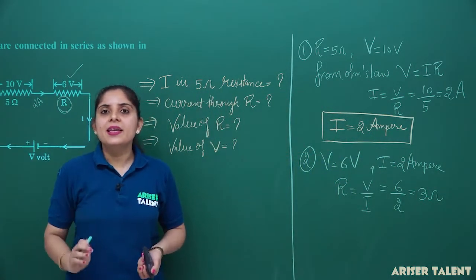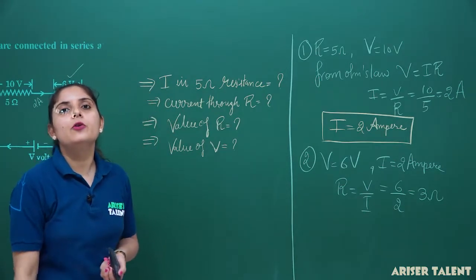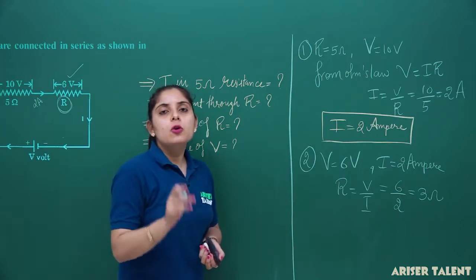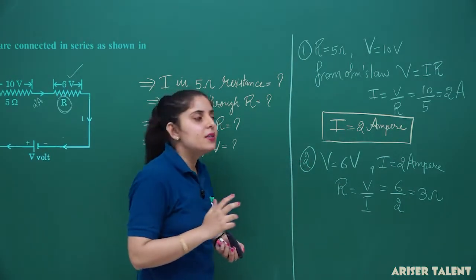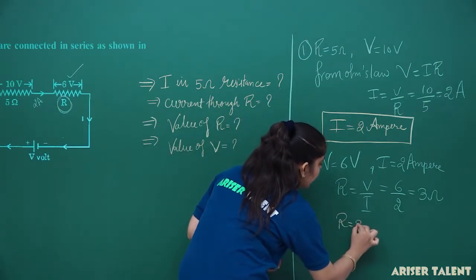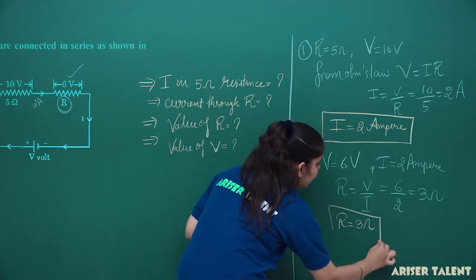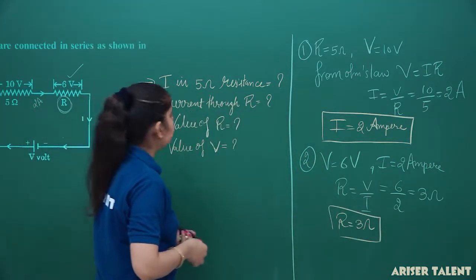Unit is very essential. If you are not putting any unit after any quantity, then how will you recognize that quantity? So, putting a unit after calculating any quantity is very essential. So, R came out to be 3 ohm here. So, R is equal to 3 ohm. This is the answer for our second part.